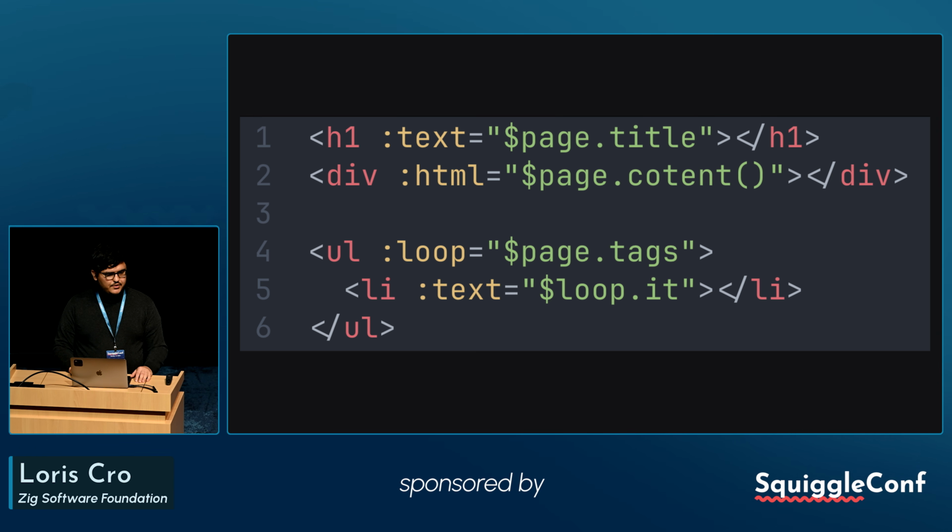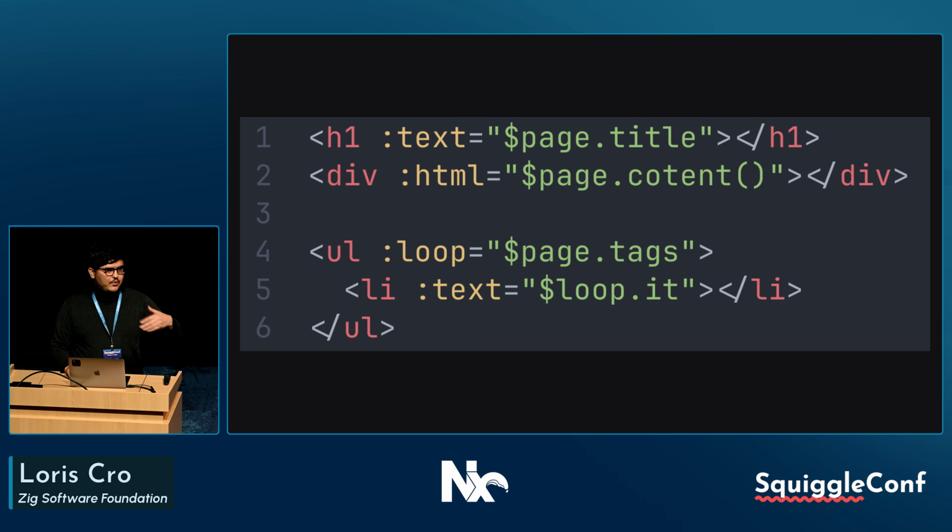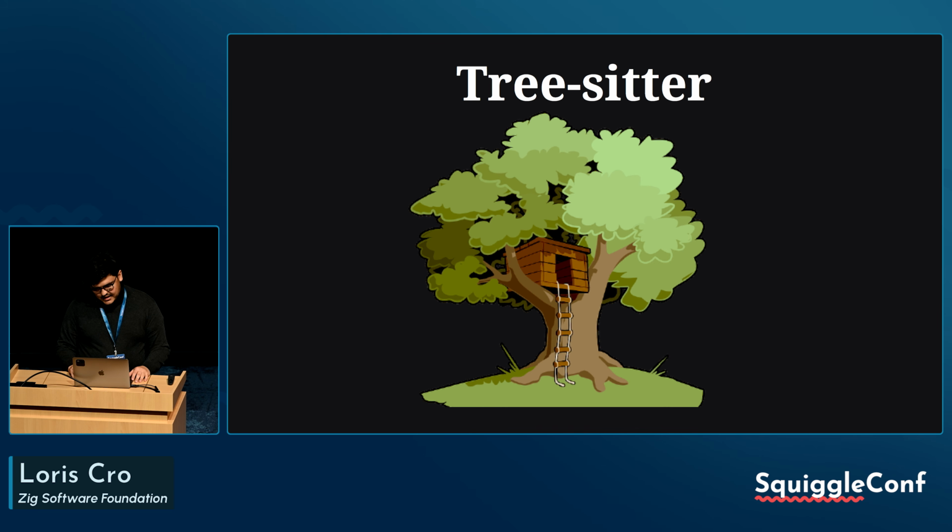So here you can see it in action. Text is kind of like innerText in a sense. HTML is kind of like innerHTML. Loops evaluate the body multiple times. And I also like that the loop integrates naturally with certain HTML elements, like UL in this case. So this is what I set out to build. I wanted to build a templating engine that would take this as input and output the HTML that you expected to get from it.